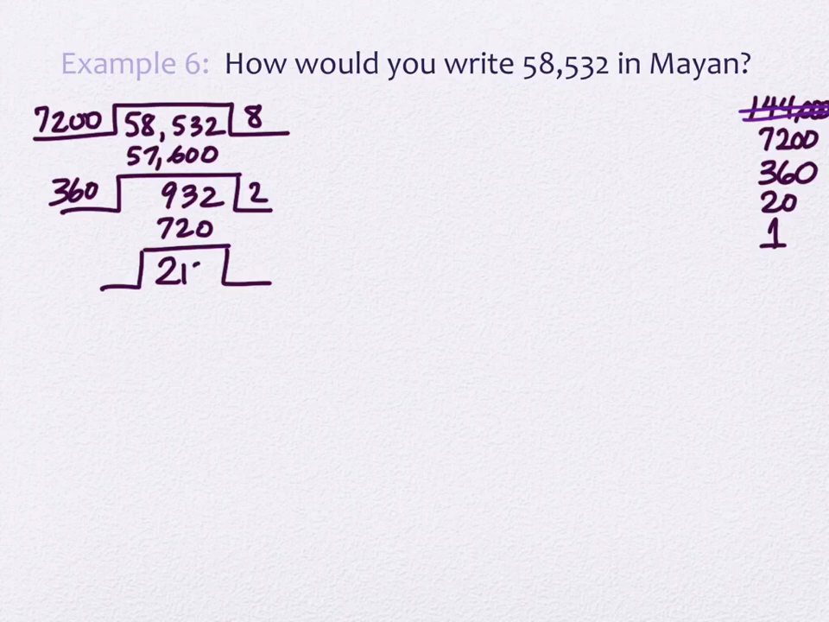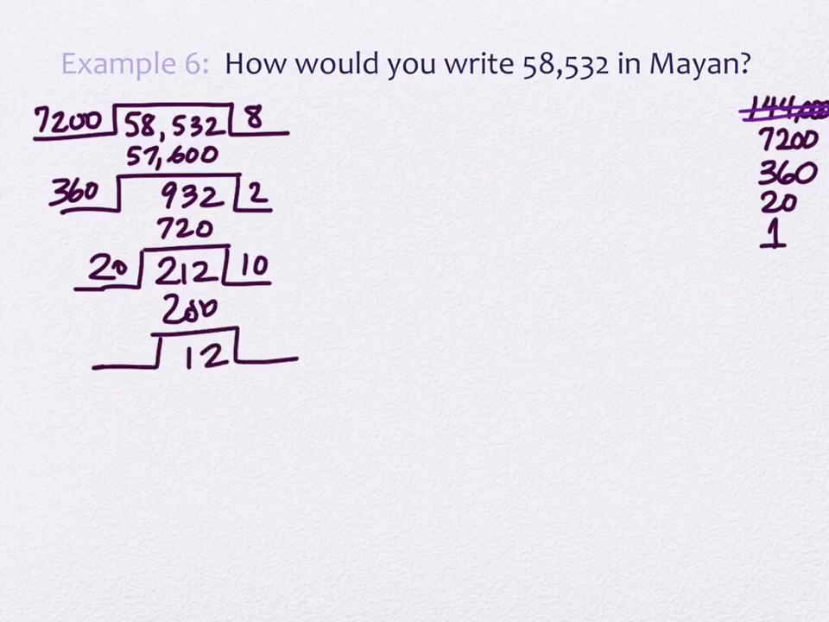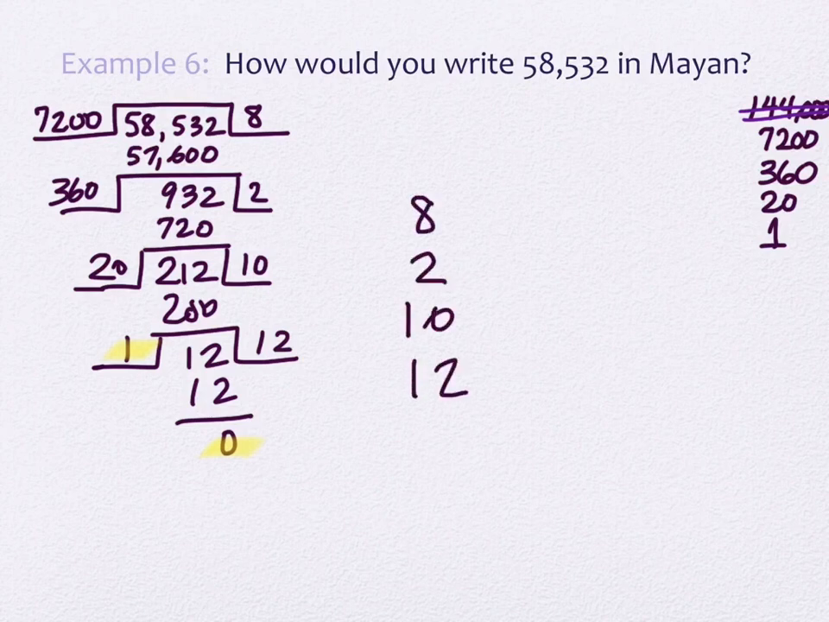And if I subtract, 212. And then I'm going to divide by 20, next place value. How many times will 20 go into 212? 10. That's 200. Leaving me with 12. My last value to divide by is the 1's place. And 1 will go into 12, 12 times. When I subtract, I get 0. So I'm done because I divided by 1, and I have the remainder of 0. So the numbers I just got would be 8, 2, 10, 12.